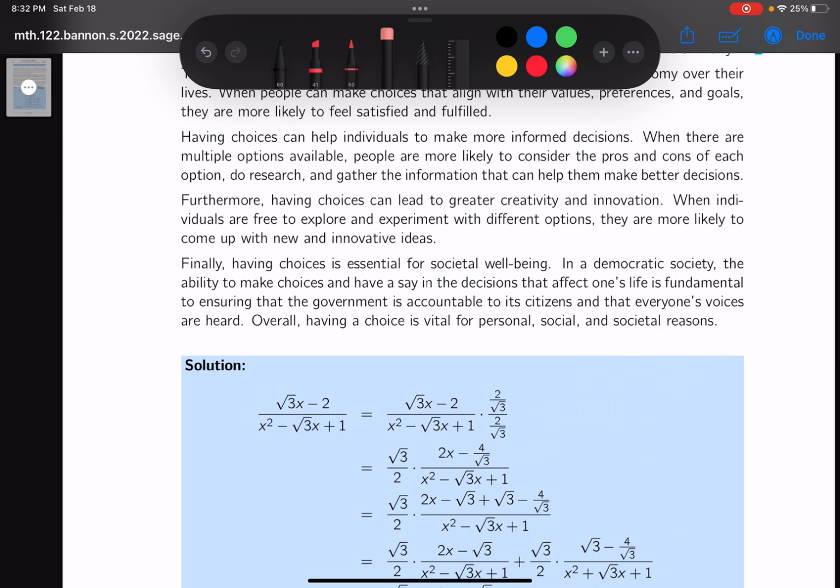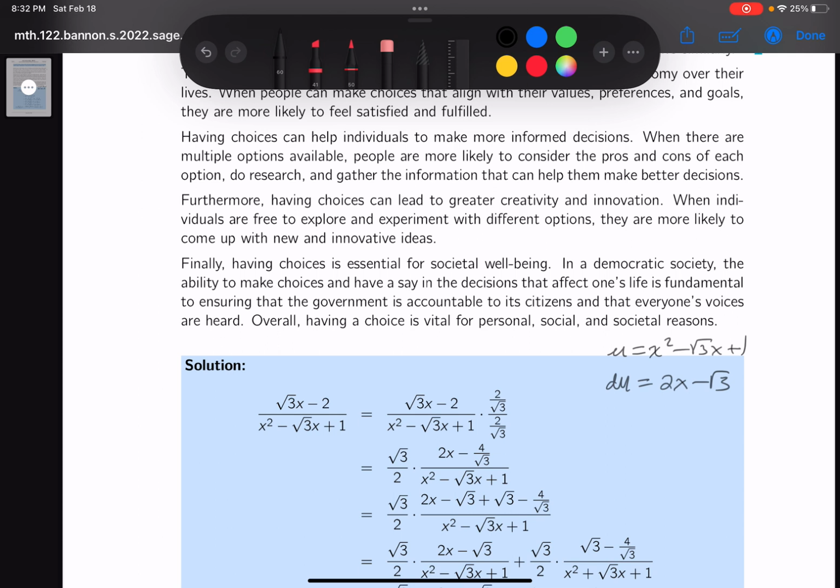Now, I want to point out what I'm doing over here. What I'm doing over here is I'm trying to get something I'm familiar with, which would be a u substitution. So if I were going to use u substitution, I would be hopeful to get a u to be equal to x squared minus root 3x plus 1, which means du would be 2x minus root 3. Well, I got problems immediately.